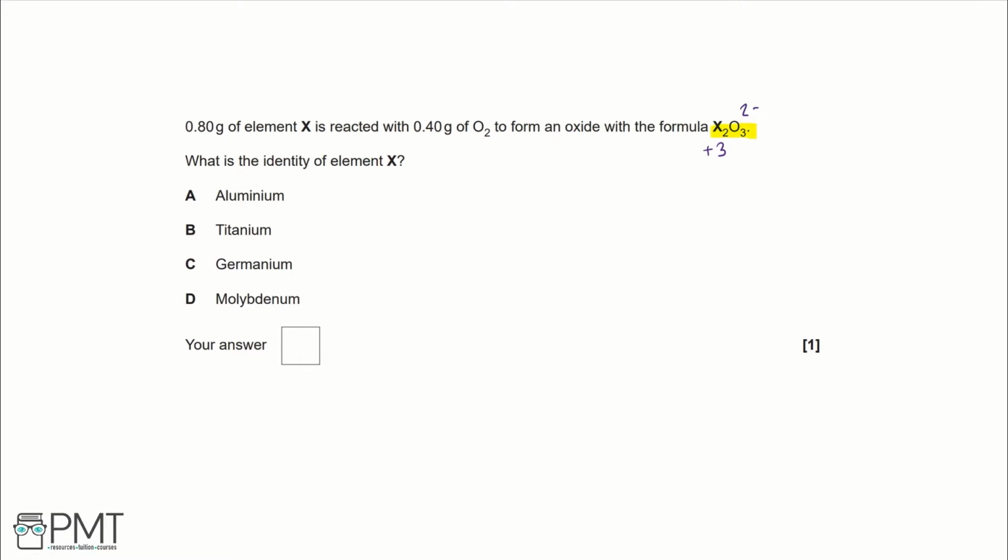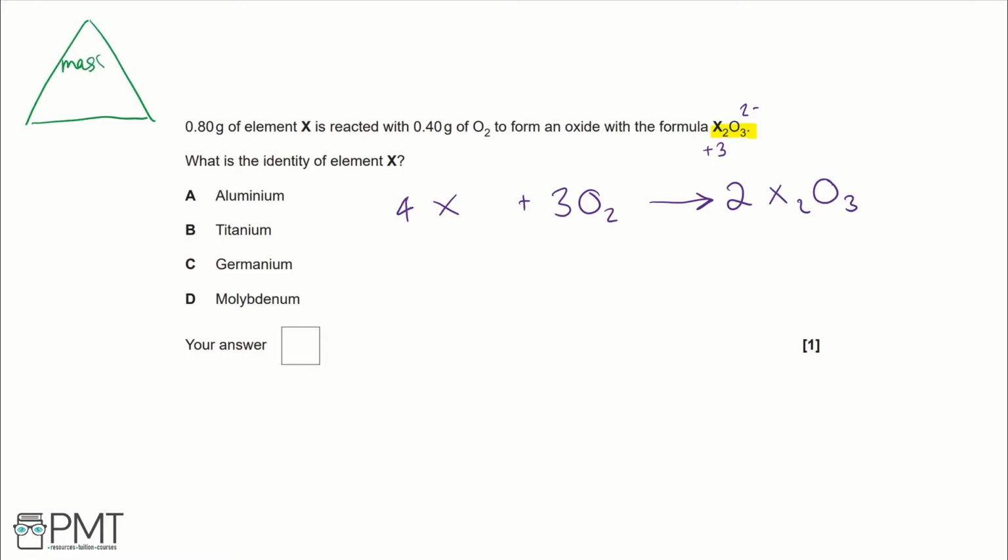So instead we need to try and create a balanced equation and work out moles and relative formula masses. So if we have X plus O2, that's going to produce X2O3. Balancing this equation, we would need 3 O2s, 2 X2O3s, and 4 X's to make this a balanced equation. Then we're going to use the equation triangle of mass divided by relative formula mass times by moles, and we're going to work out the moles in this question.